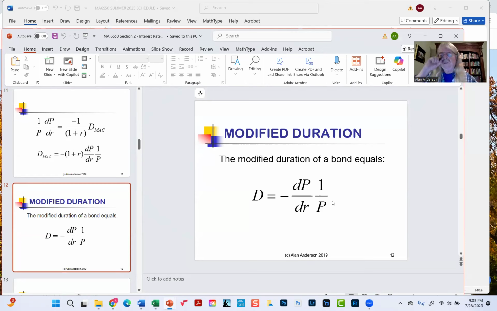That way, all bonds can be compared on an equal footing because, of course, not all bonds have the same price. And in fact, some bonds are issued with a higher face value than others. So in order to be able to directly compare them to each other, we have to strip out the effect of the price so that what's left behind is the sensitivity of the bond's price to changes in yields. Okay, so this is our modified duration.